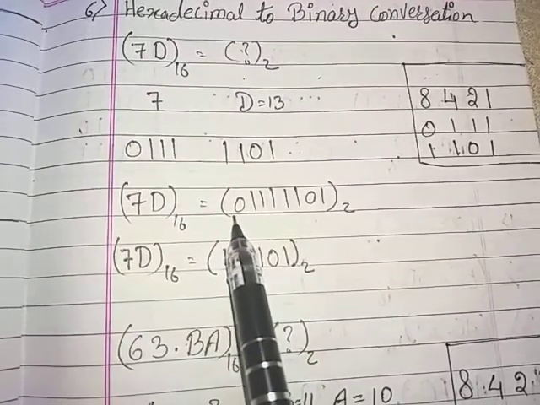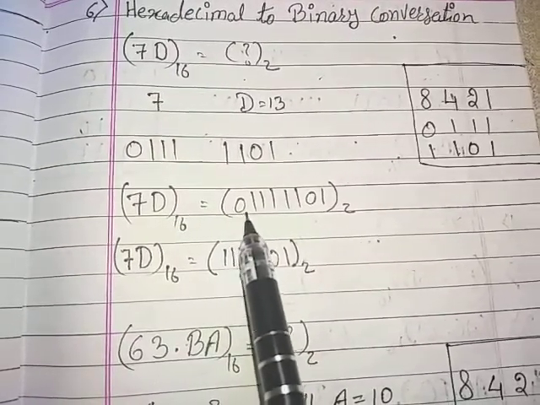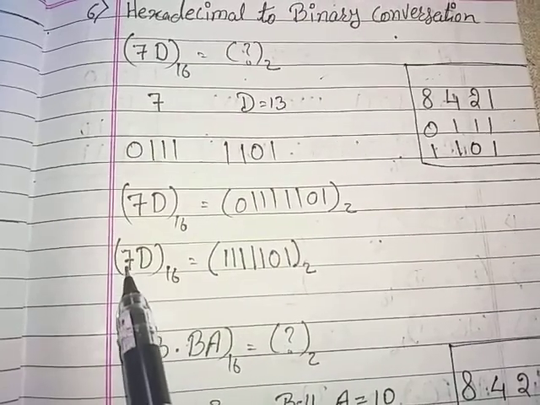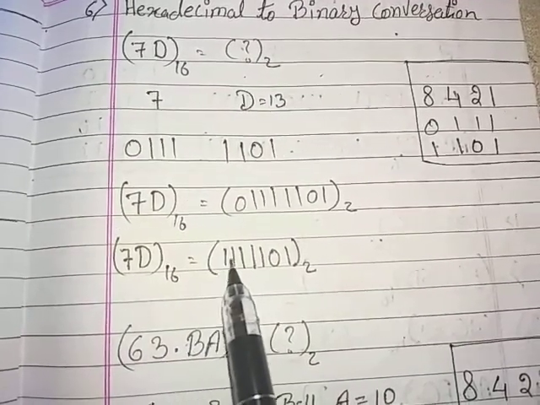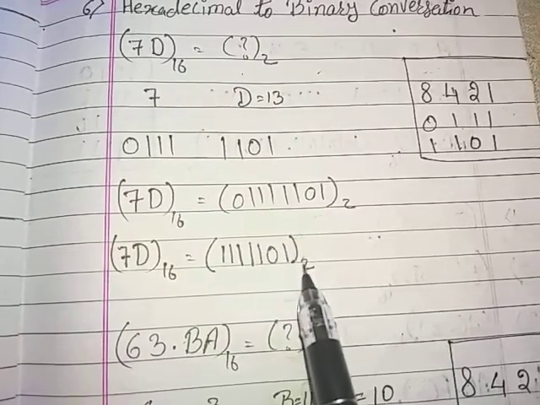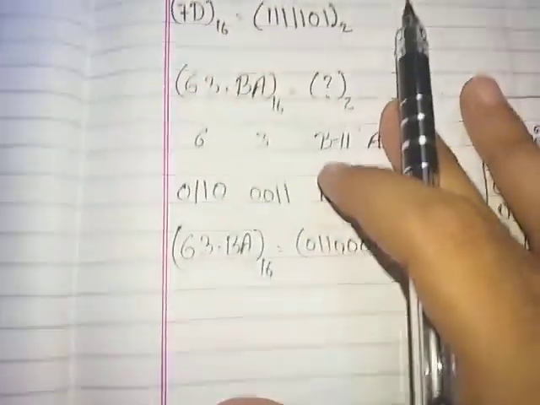Now as we know that we can remove this leftmost 0, so we can say that 7D radix 16 is equal to 1111101 radix 2. Now let's see one more example.